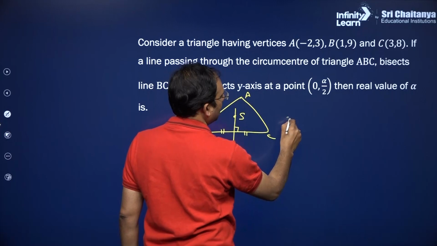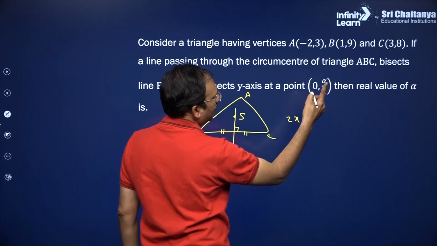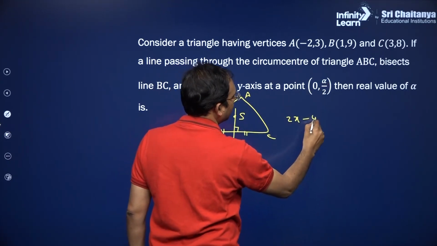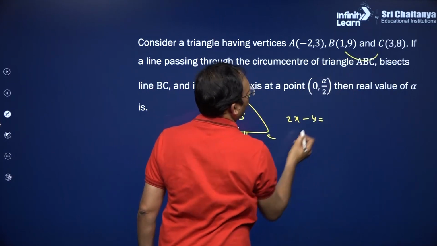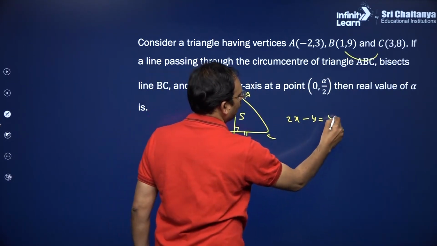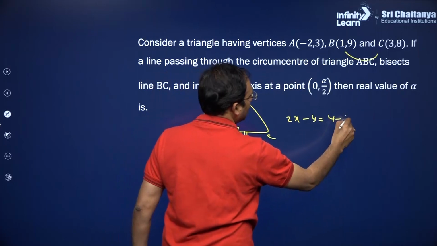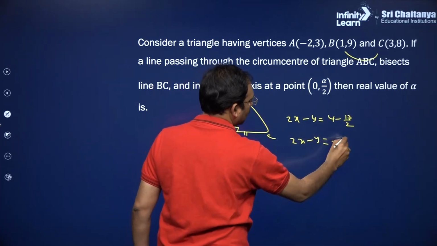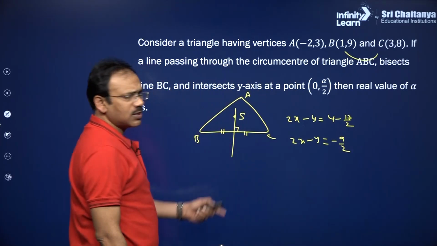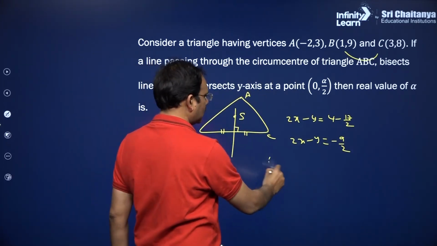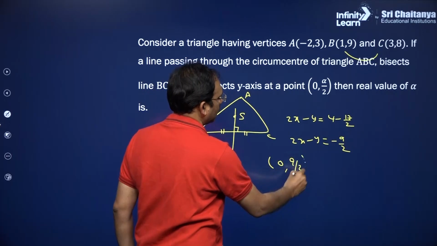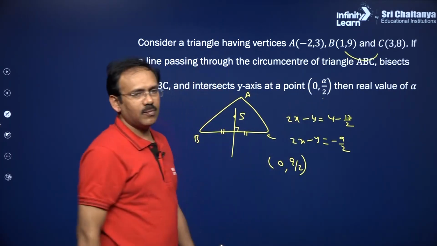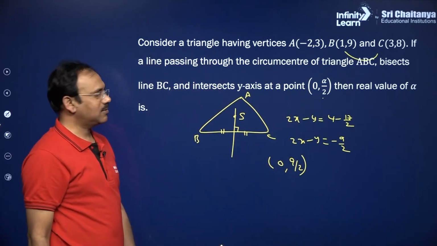x minus x1, 3 minus 1, 2x plus 8 minus 9 minus y is equal to, substitute the midpoint 2 comma, that is 4 minus 17/2. So, my dear friends, 2x minus y is equal to minus 9/2. So, it is going to cut the y axis at, put x is equal to 0, (0, 9/2). So, alpha by 2 is 9/2, alpha is 9, my dear friends, that is all.